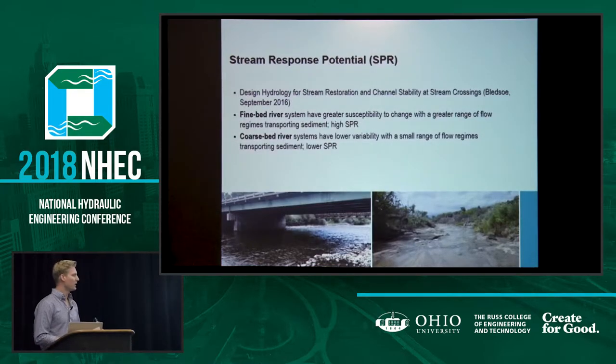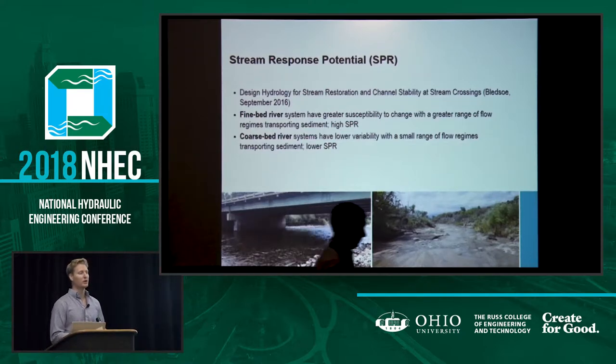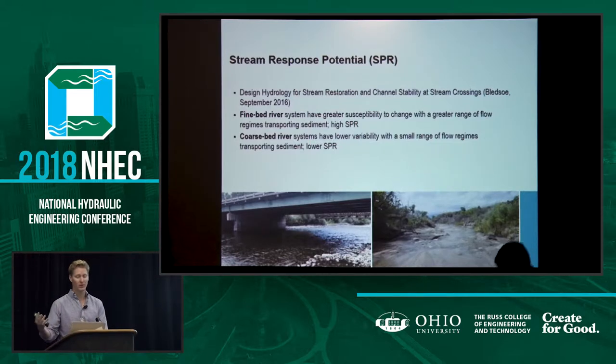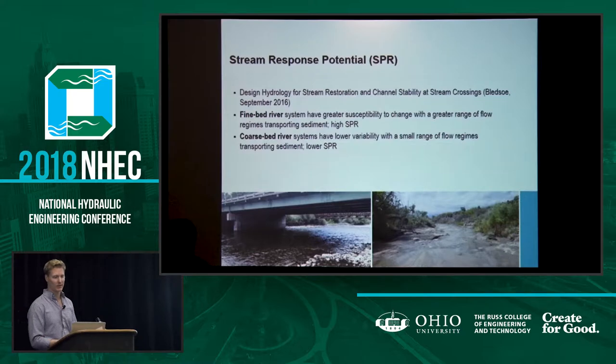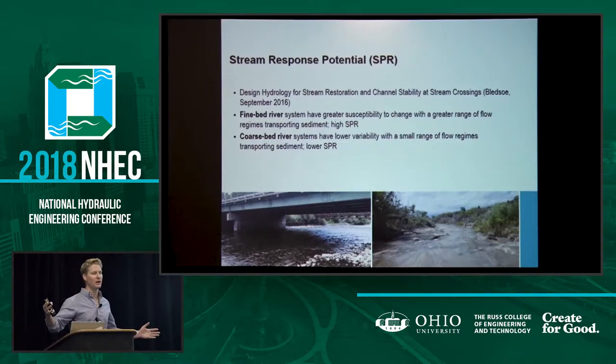A good way to start thinking about this is the idea of stream response potential. This comes out of a publication where I believe Bledsoe was the main investigator. Very good publication, one worth checking out. In it, we talk about how a fine bed river system is going to have a higher stream response potential to whatever action you're taking, including increasing or decreasing a culvert, because there's a greater range of flows that are going to affect sediment transport in that system. You're going to see bankfull discharge all the way to the 5-year, and you're working with greater variability. That may require a more advanced analysis or a little more thought.